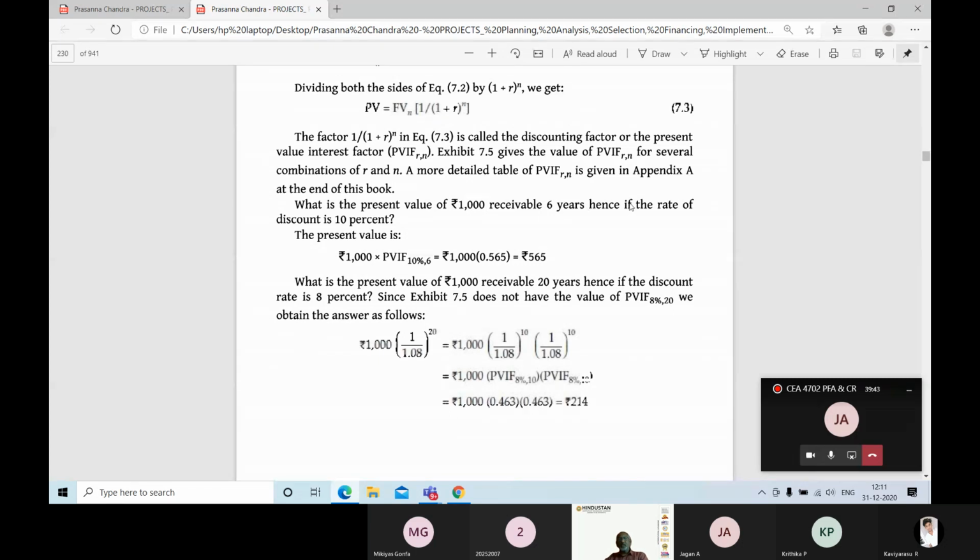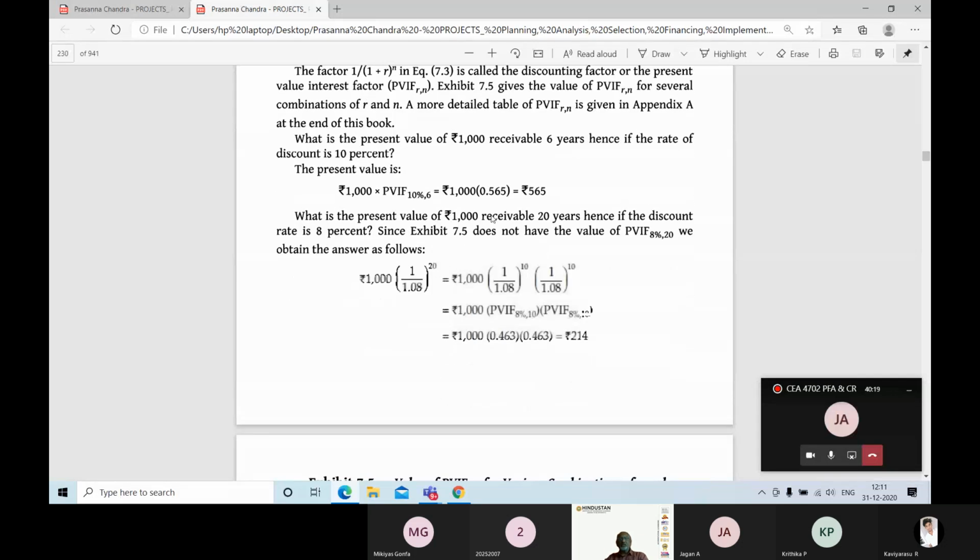If 1000 is receivable in 6 years and the rate of discount is 10%, then you apply this formula: 1000 into PVIF(10%, 6). It comes to about 0.565. So this 1 / (1 + r)^n comes to about 0.565. Then you multiply by 1000, and it is 565. When you invest 565 now, it will become 1000 rupees after the period. And this is the reverse factor: when after some years you get 1000 rupees, what is the present value of that?